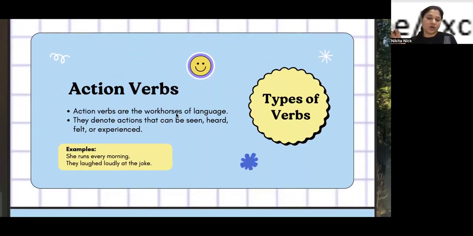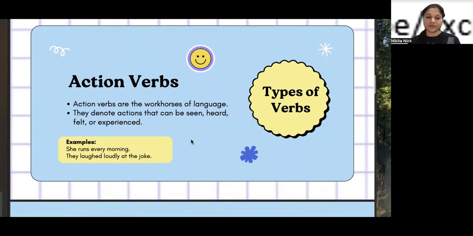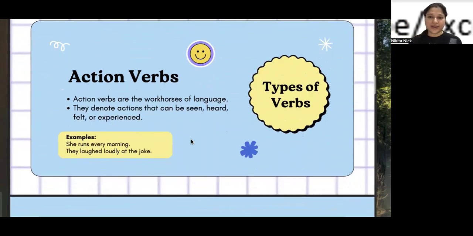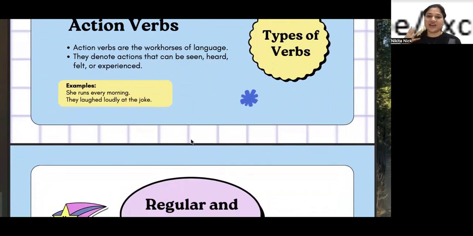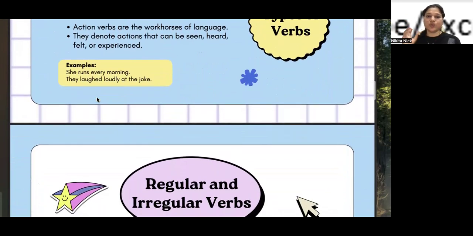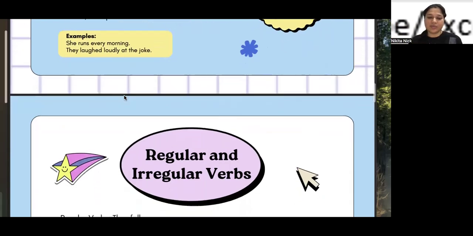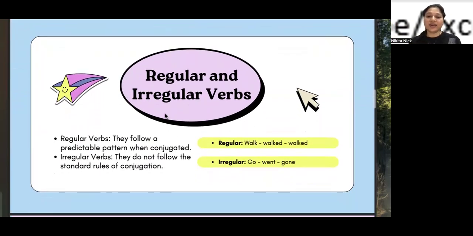Action verbs are the workhorses of language, so it is important to learn these verbs. They denote actions that can be seen, heard, felt, or experienced. She runs every morning. They laughed loudly at the joke. So they did what? They laughed. And how did they laugh? They laughed loudly. So here "laughed" is the action. You can hear that this is something performing an action, or some people are performing the action.